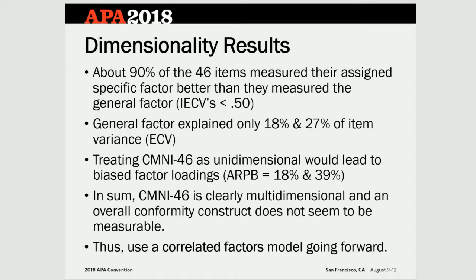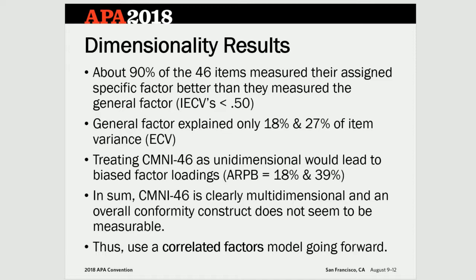Treating the CMNI 46 as unidimensional would lead to biased factor loadings per the ARPB, which generally you do not want to be higher than 10 to 15% if you're hoping to treat an instrument as unidimensional. But these values from the 2 samples were above it, so we can't treat it as unidimensional. In summary, looking at these things collectively, and it takes some practice to figure out how to look at these sets of results collectively and figure out what they mean. But in sum, the CMNI 46 is clearly multidimensional, not unidimensional. And an overall conformity construct doesn't seem to be measurable, at least with the CMNI 46. Thus, a correlated factors model would be best to use for the CMNI 46 going forward.